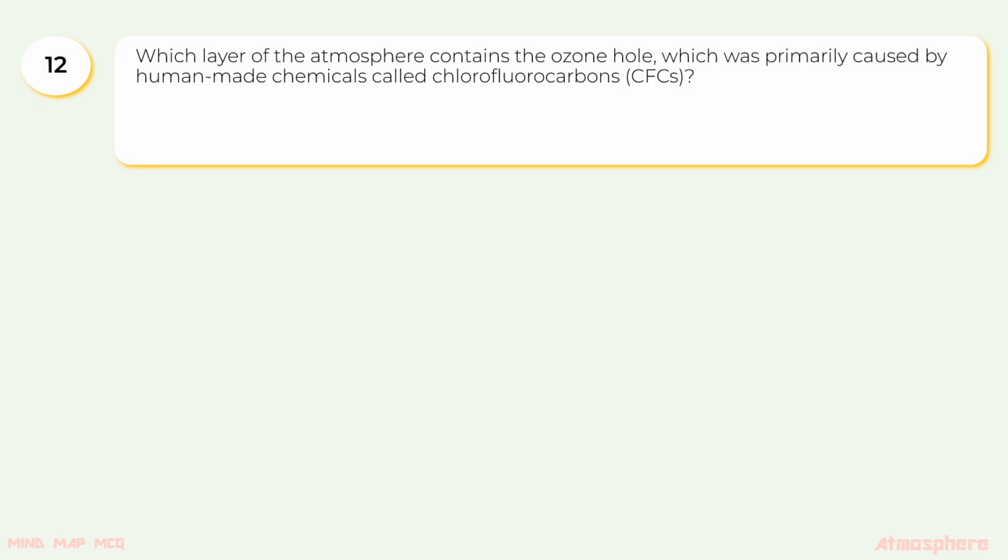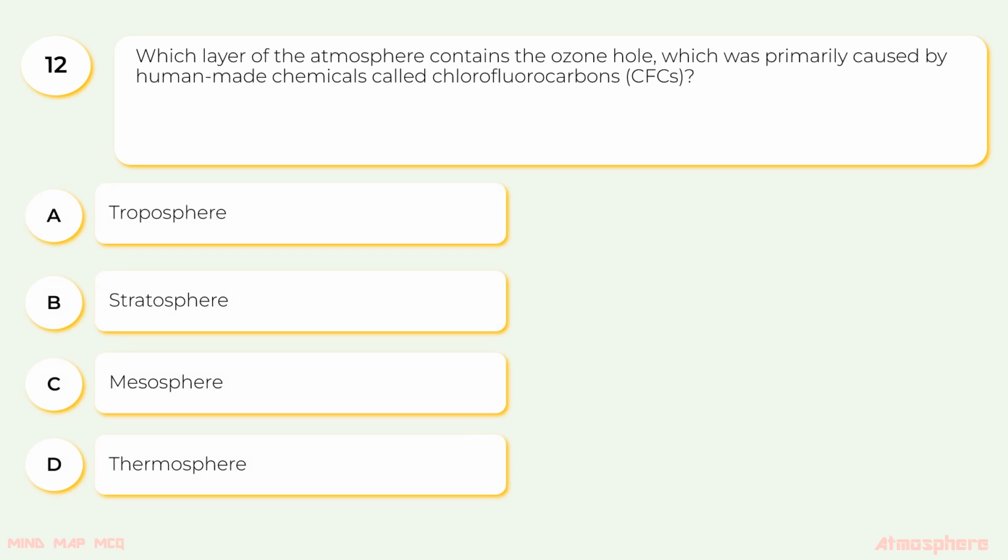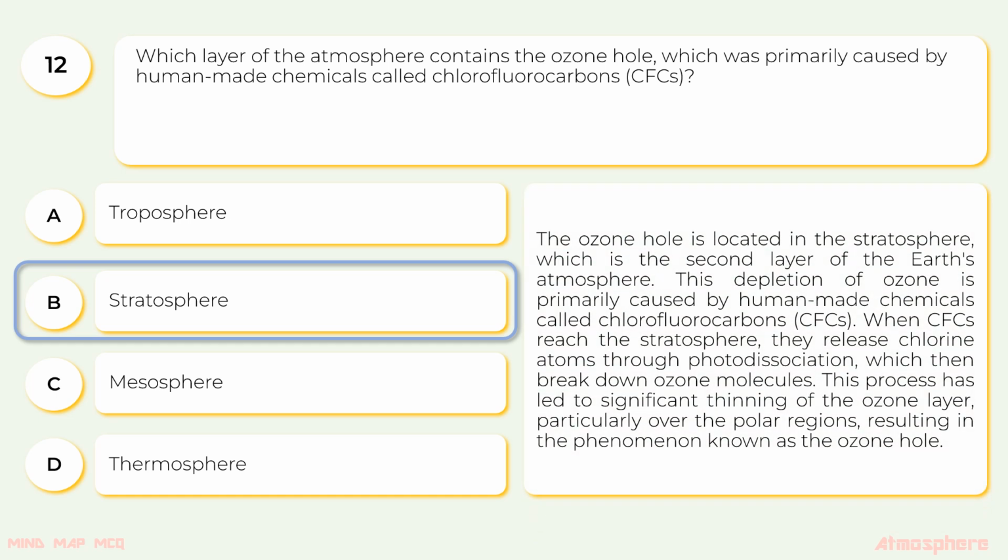12. Which layer of the atmosphere contains the ozone hole, which was primarily caused by human made chemicals called chlorofluorocarbons or CFCs? A. Troposphere, B. Stratosphere, C. Mesosphere, D. Thermosphere. The correct option is B. Stratosphere. The ozone hole is located in the stratosphere, which is the second layer of Earth's atmosphere.